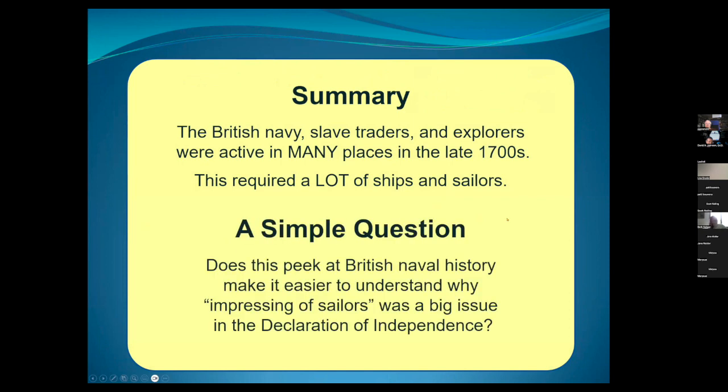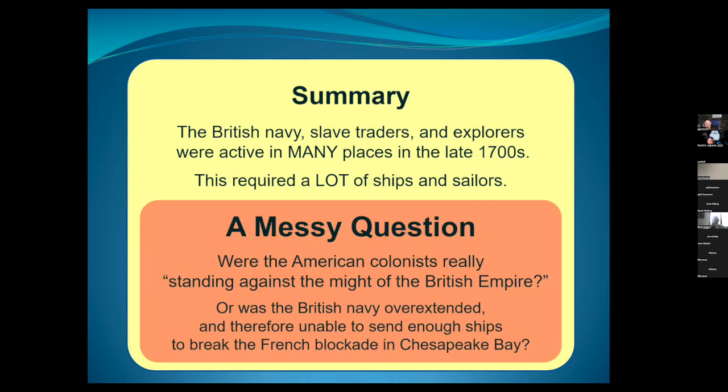The simple question is, does this quick peek at the British naval history make it easier to understand why impressing of sailors was an even bigger issue than quartering of soldiers during the Declaration of Independence? And then comes the messy question. Were the American colonists really standing up against the might of the British Empire?